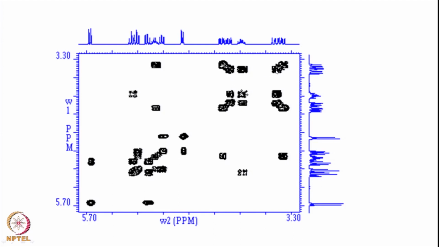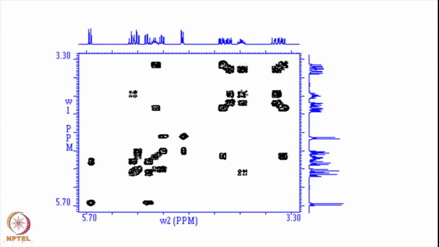So this is like an AMX system. You have this A connected to M and A connected to X, and then you also have an MX coupling here. So this is the AMX system, and you have this fine structure here.